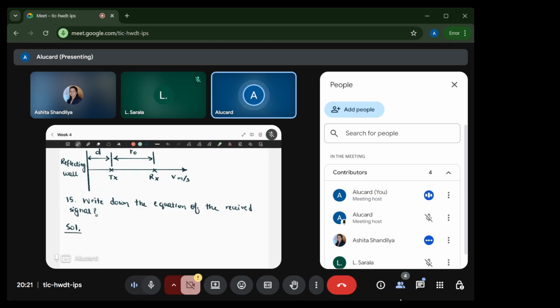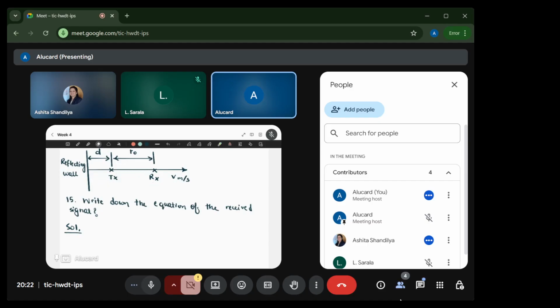So the received signal will have two components. One component is the direct radiation from the transmitter to receiver. Another component is the radiation which is transmitted towards the reflecting wall, and then once it hits the reflecting wall, it will change direction and move towards your receiver. So there are two components.